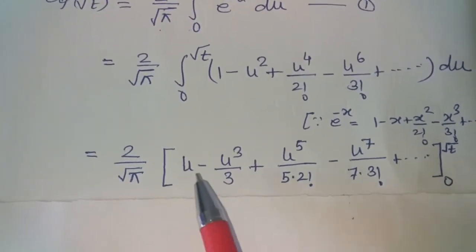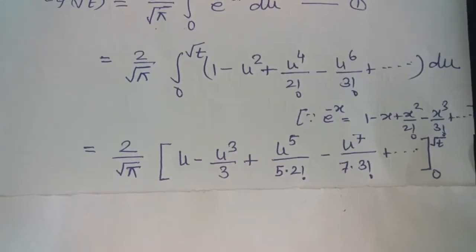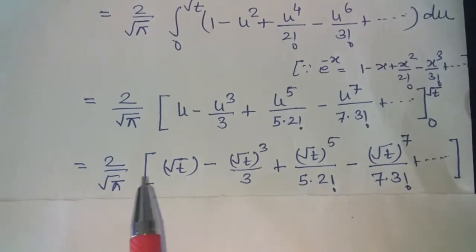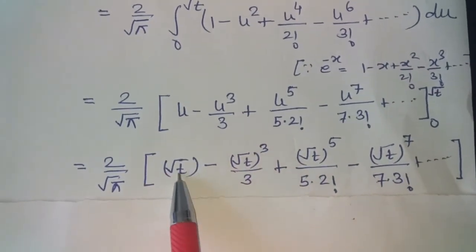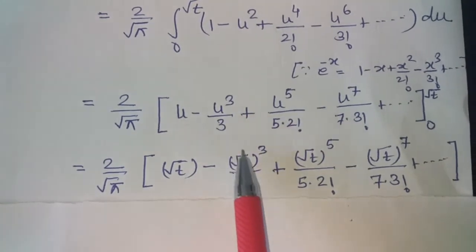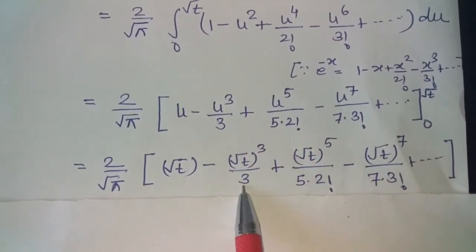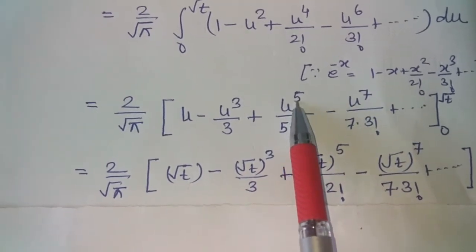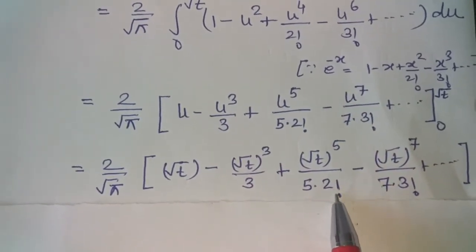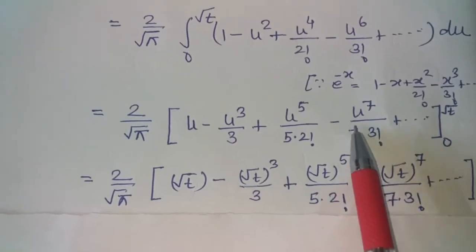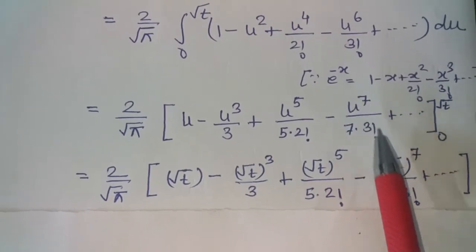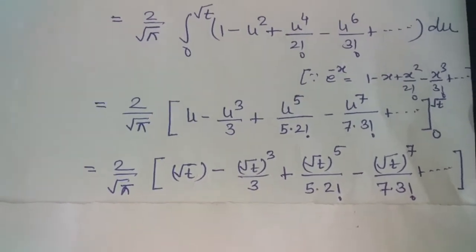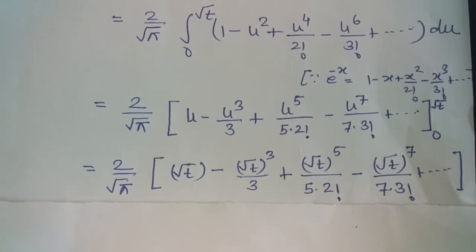Now we put the upper limit in place of u, which gives 2 upon root pi times root t minus root t whole cube upon 3 plus root t whole power 5 upon 5 into 2 factorial minus root t whole power 7 upon 7 into 3 factorial plus so on. Now as we know, root t is t power half.